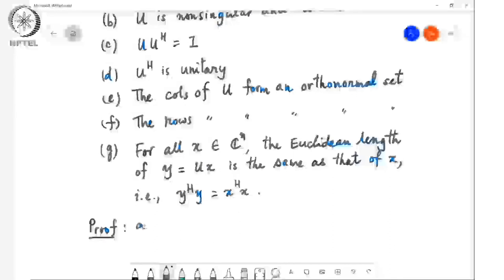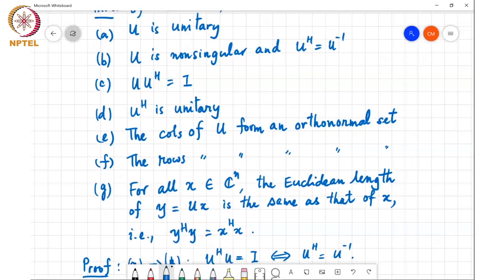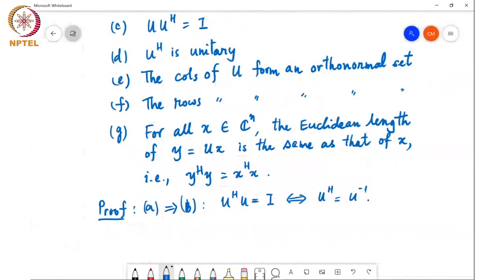So U Hermitian U equals I. I'll write it this way. U Hermitian equals U inverse. Okay, U Hermitian is an inverse of U. And so these are reversible statements. And so saying that U is unitary is the same as saying U Hermitian equals U inverse. So this is actually establishing this both ways.